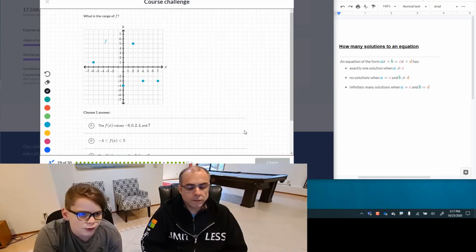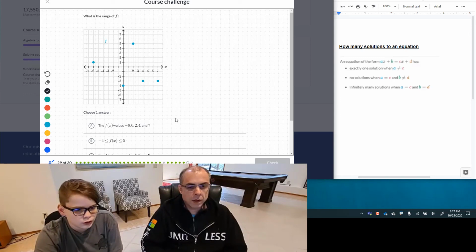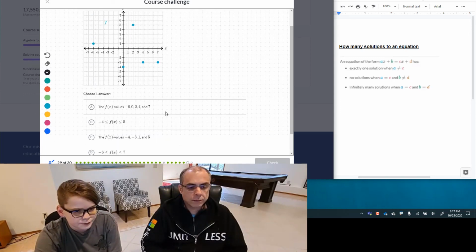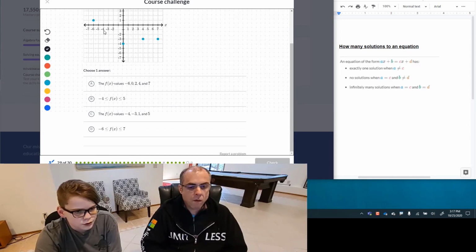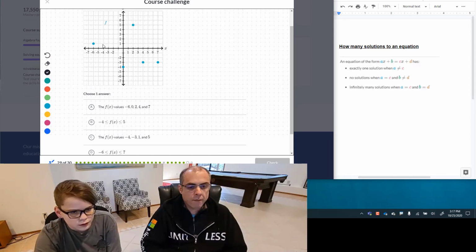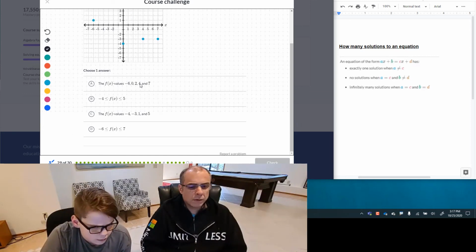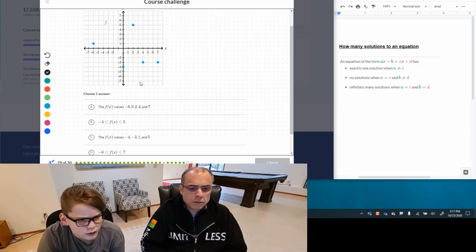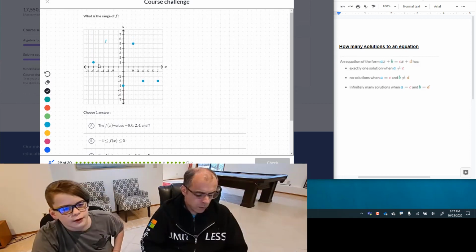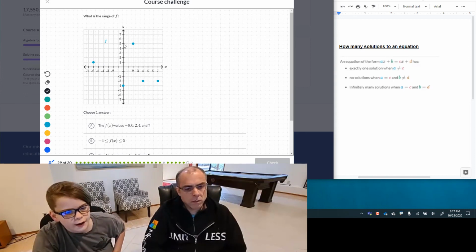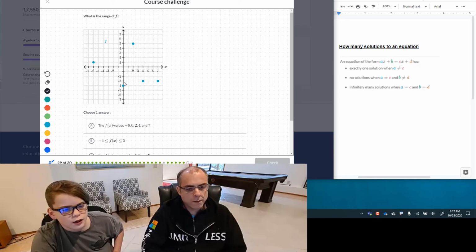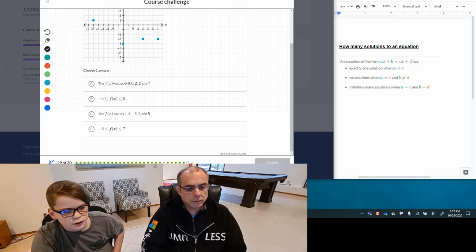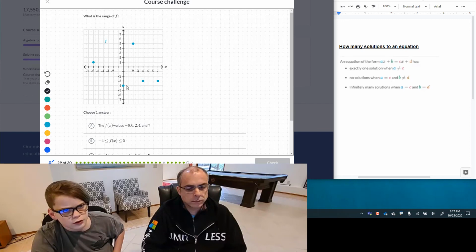The range was all possible outputs. So it's -6, 0, 2, 4, and 7. Is that the outputs? Okay. 1, 5, 0. Wait, oh no, -4. And then 3, -3, 3. Well, so is it? Yeah.